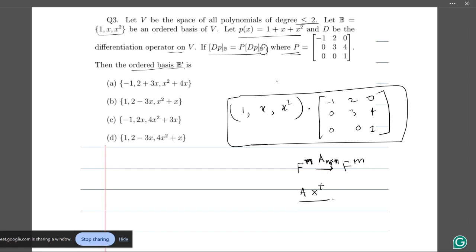But here, because this is not in matrix representation, we have this. What will it be? Sorry, this is a row, not a tuple. This is a row matrix, which is 1 cross 3, and this is 3 cross 3. So the first column will become minus 1, which is good. This is your first basis vector. The second will be 2 plus 3x. This is your second basis vector. The third basis vector is 4x plus x square.